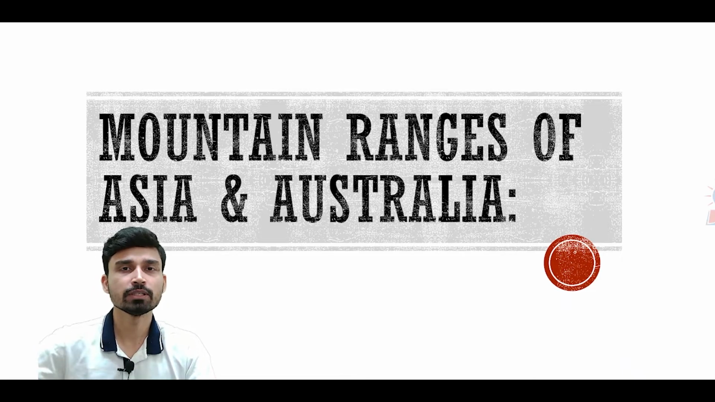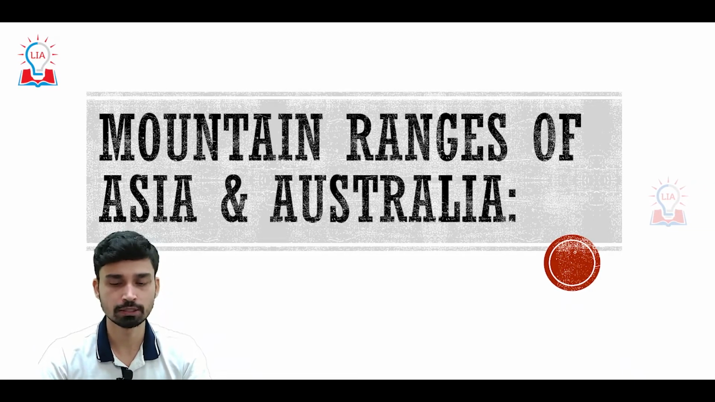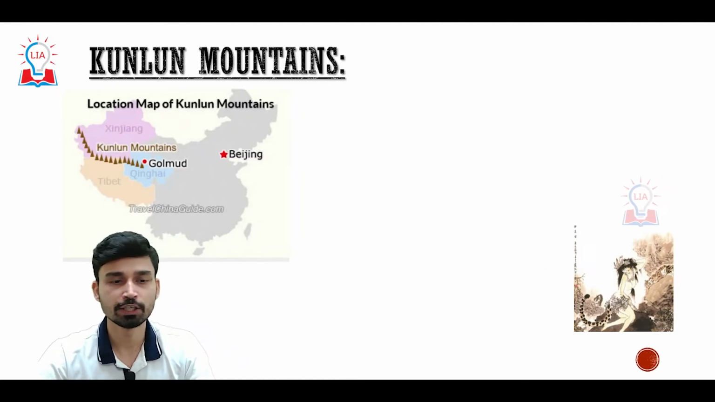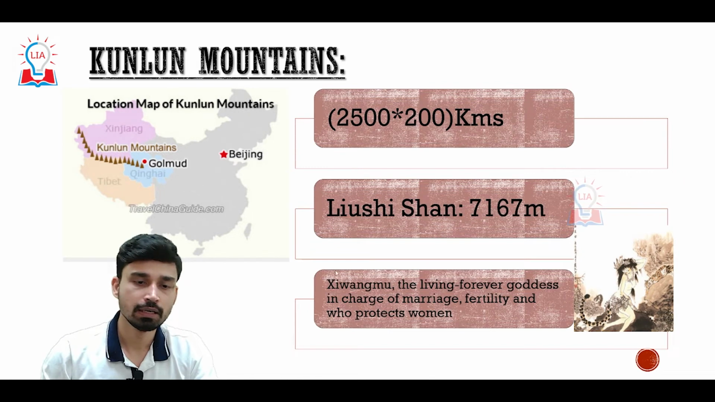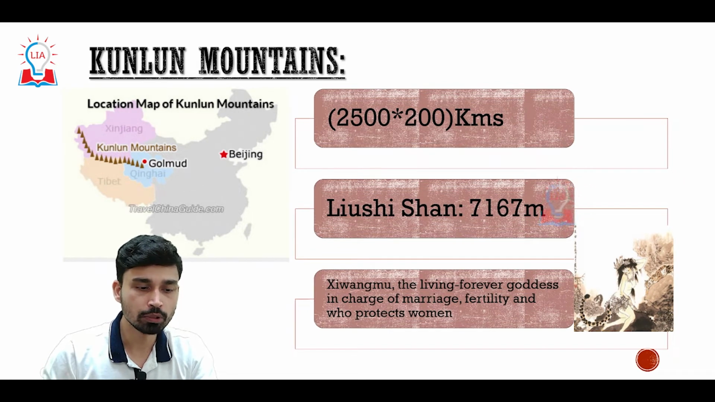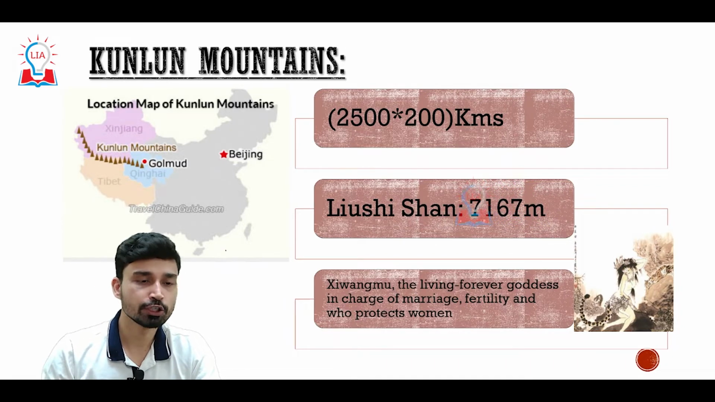Today we are going to discuss the mountain ranges of the Asian and Australian continents. So let us first start with Asia. The first important mountain range that we have to discuss is the Kunlun Mountain. First of all, let us try to understand the location of this mountain.